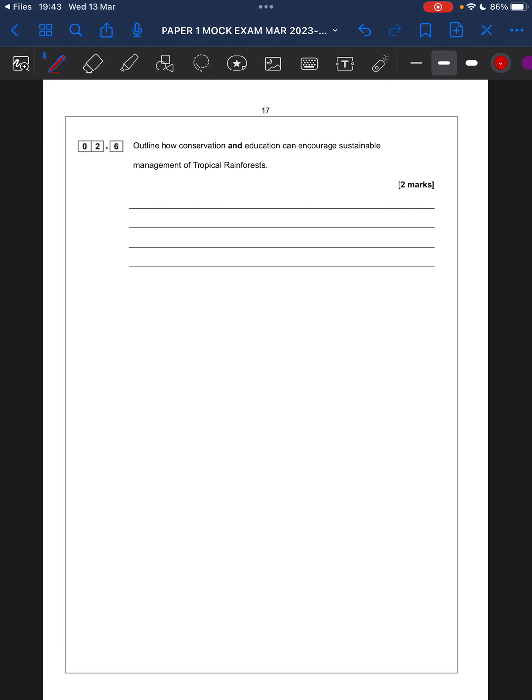2.6, outline how conservation and education can encourage sustainable management of tropical rainforests. So an outline is a hidden explain. Conservation and education can encourage sustainable management. So this is literally just evidence, comment. And the point you're trying to make here is education means that future generations keep the rainforest safe because the knowledge is passed down. Conservation protects areas from deforestation. So you can't cut down trees in conservation areas. So again, evidence, comment, hidden explain. And go from there.